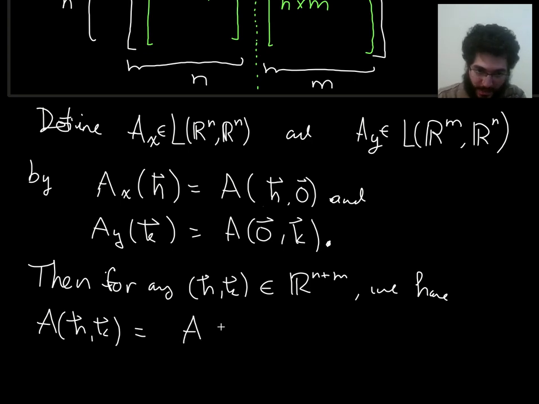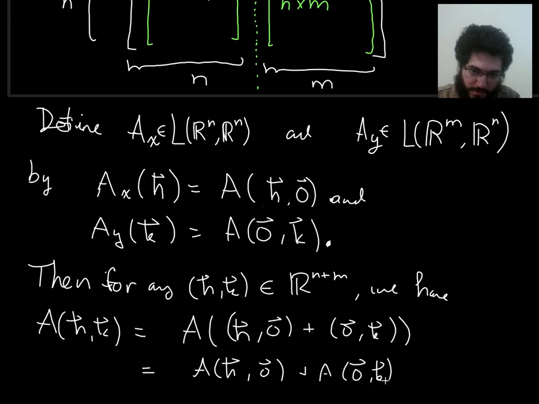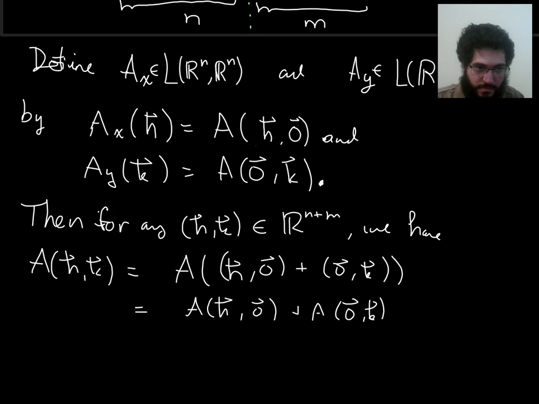And here's actually a way of just proving that. h, k can be rewritten as this sum, h0 plus 0k, right? And A is linear, so it distributes. And so this is the definition of what I'm calling A sub x, and this is what I'm calling A sub y.